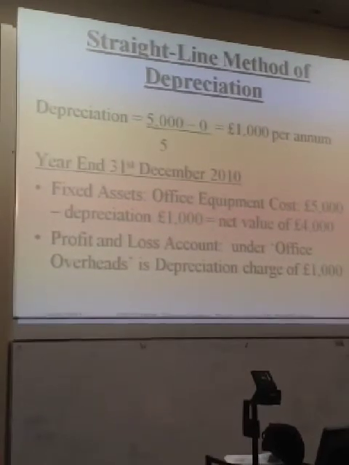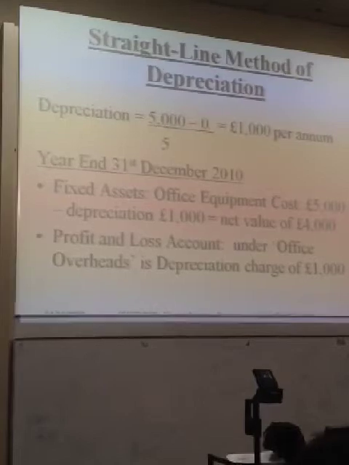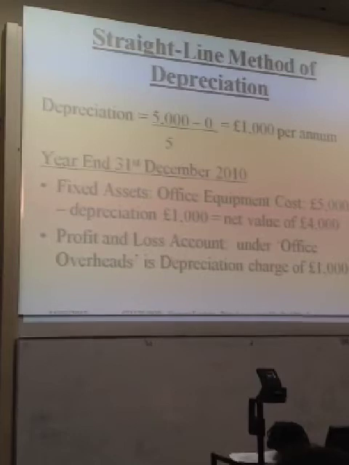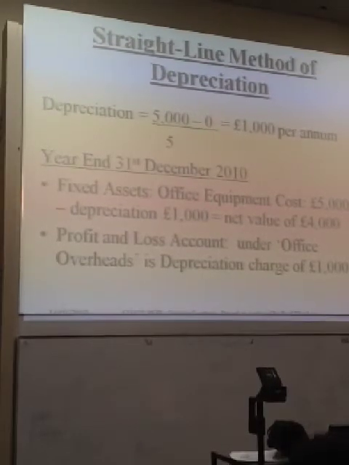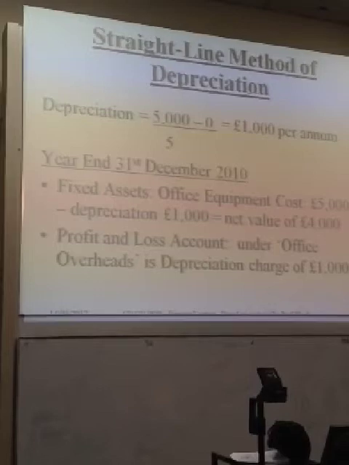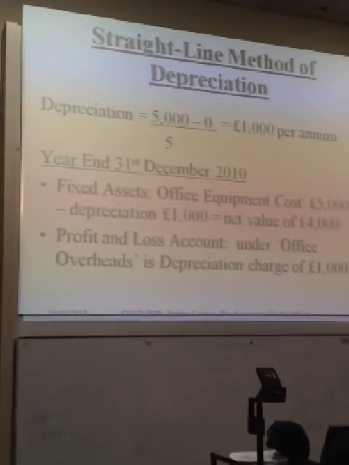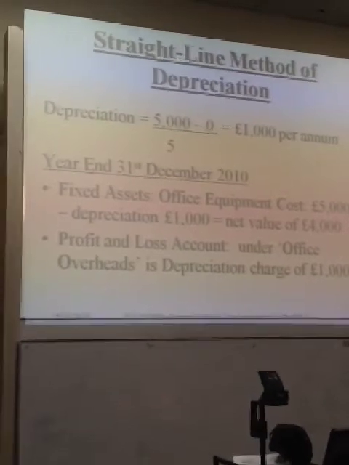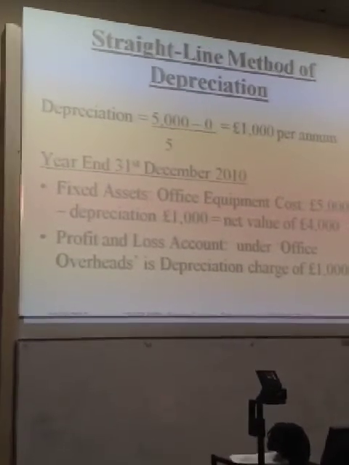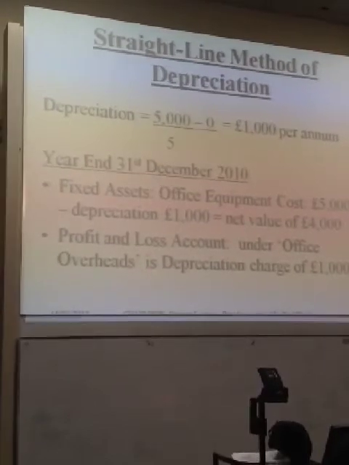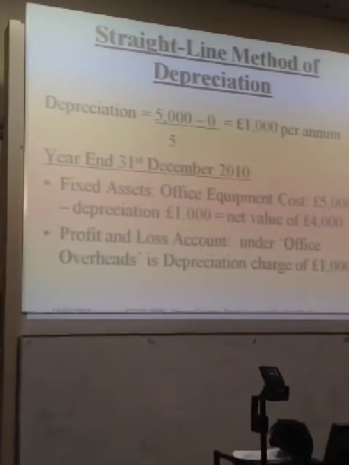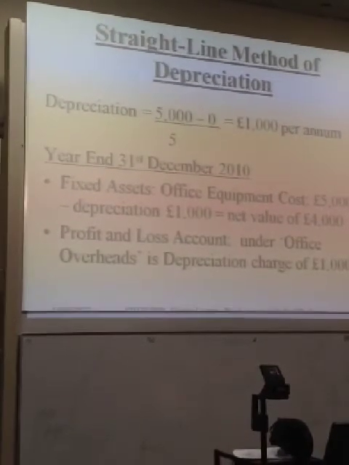So can you see what's happening? The asset value in the balance sheet is going down, but hang on, it actually balances because you're reducing the profit, the amount that you're giving to shareholders, by depreciation by 1,000 every year. So instead of shareholders getting, say, £10,000 profit, it's going to be £9,000 profit. That £1,000, in effect, is saved to replace depreciation.